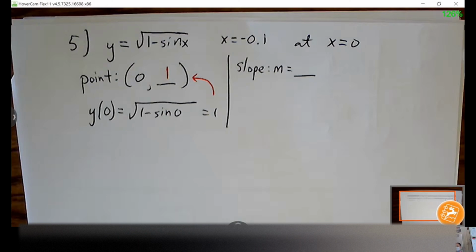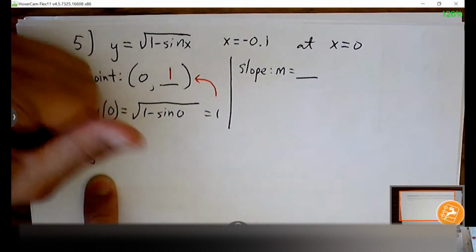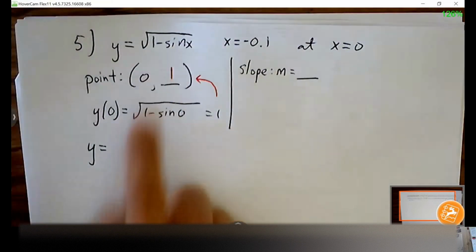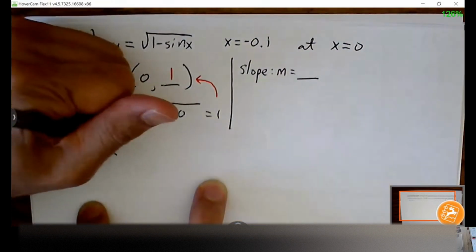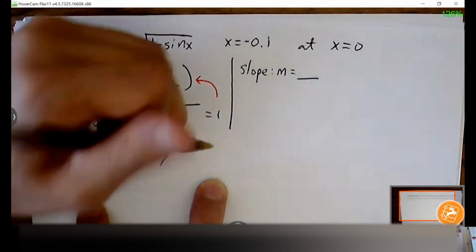Would it be the derivative? Yep, we got to find the derivative, right? Got to find y prime. So to find y prime, we first have to make sure we have everything set up. Let me rewrite it in a form that's easier to work with: 1 minus sine x to the 1/2.